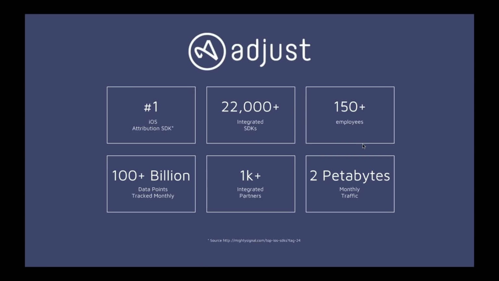To date, Adjust has been ranked the number one mobile attribution SDK used in the top iOS apps. We've been integrated over 22,000 times, have over 150 employees, and over 14 offices around the world. As well, we track over 100 billion data points this month. And with all that data, we've also been integrated with over 1,000 partners, which is why we can make this measurement and attribution so seamless. So from A to Z, Adjust is there with the measurement.